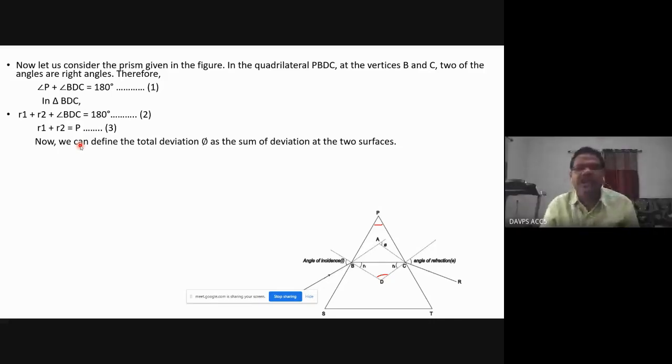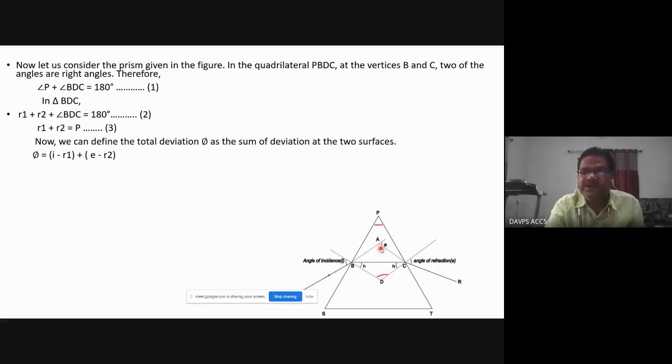Now we can define the total deviation as the sum of the deviations at the two surfaces. We have to find the total deviation. Total deviation I have already mentioned here as phi; you can write D also, no problem. That is the angle of deviation. So what will be the total deviation?